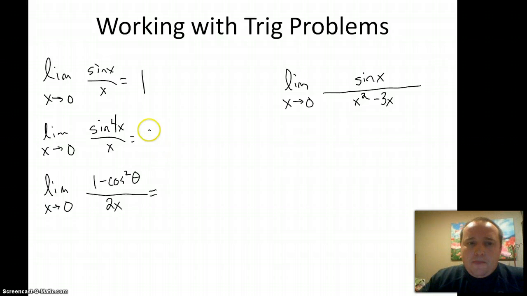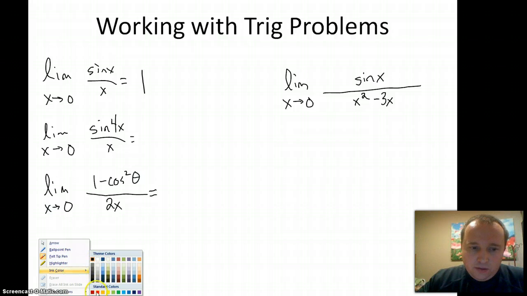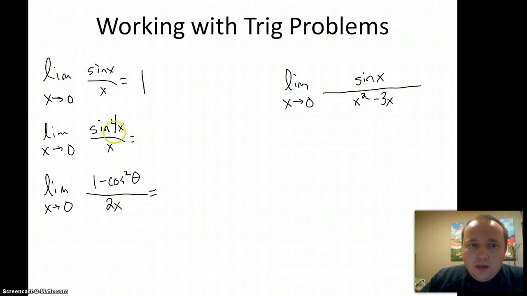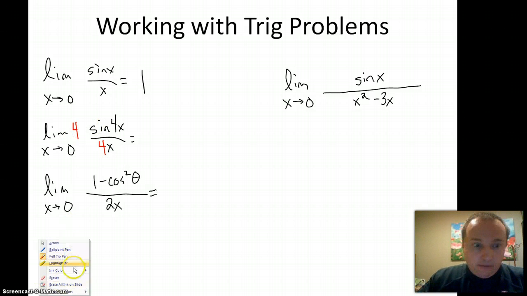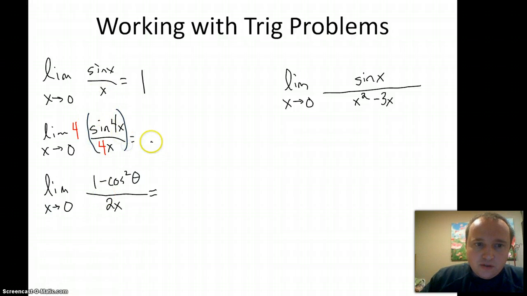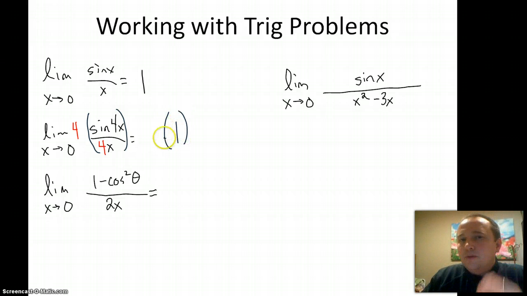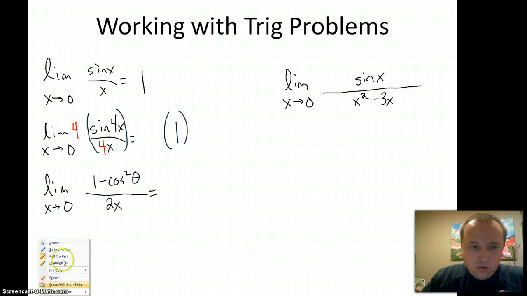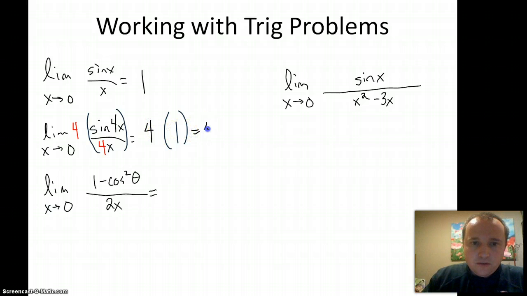Okay. Next up, how about sine of 4x over x? Now, this one I've learned people don't like. Here's why. Because they're like, but I don't know what to do. Well, watch this. If I put a 4 on the bottom, I gotta stick a 4 on the top. Let's just get that out in the open. All right. What does sine of 4x over 4x equal? It approaches 1. And so what happens if I stick that? I still have my 4 out front. So what's the limit of that? 4.